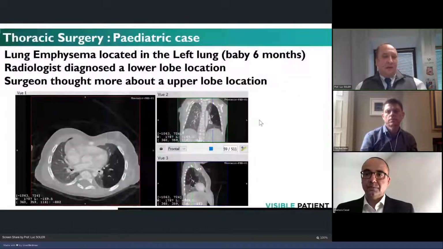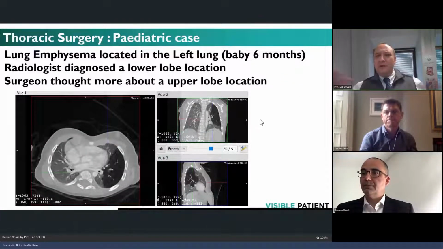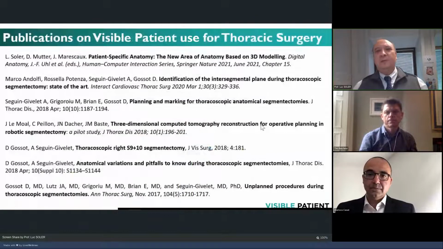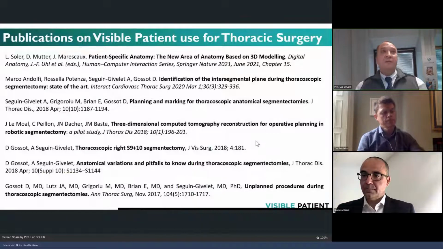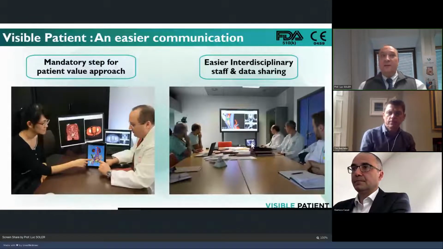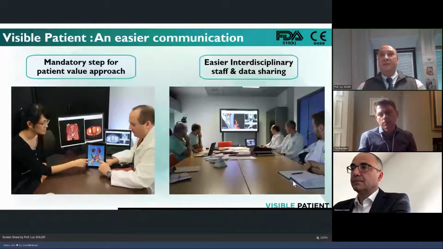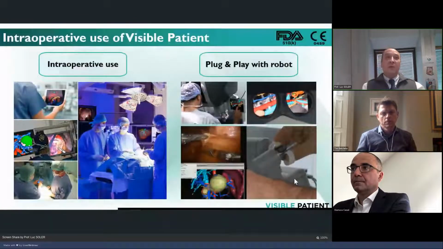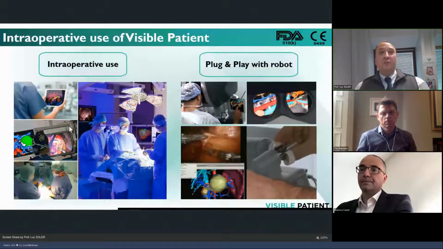So, I don't know if I have time for a last example. Perhaps no. I will leave it for perhaps questions. What I want to say to you is, of course, there are lots of publications about these different uses of Visible Patient in routine. What is important to summarize? You have understood well that it is a wonderful tool to explain a patient's anatomy. Of course, you can explain that to the patient, but essentially also to share in your surgical teams this information preoperatively or intraoperatively. Intraoperatively is what you can see here, where you can plug really easily your own computer, your own smartphone onto your OP room display.